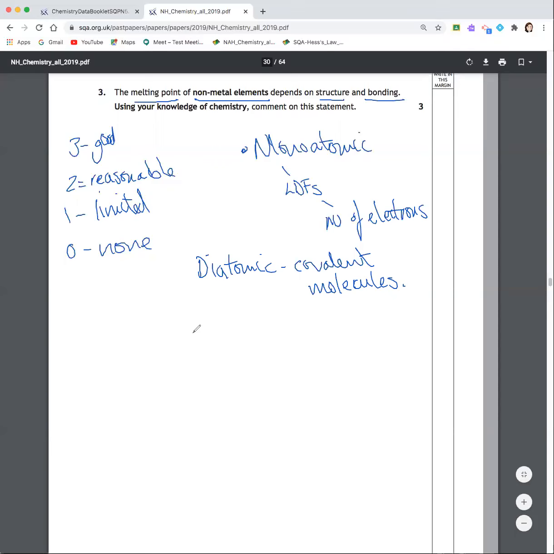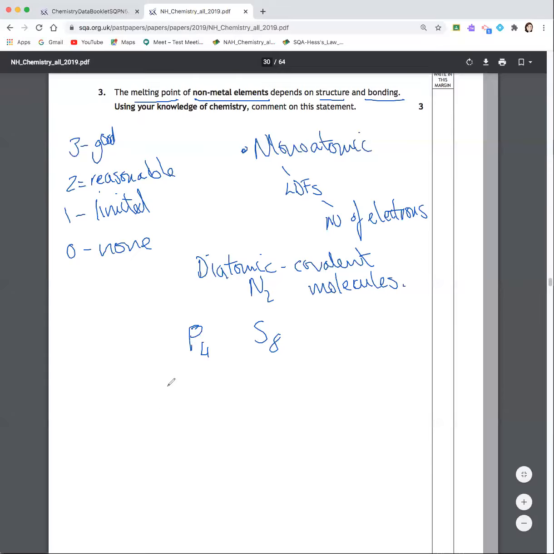Then you've got the other covalent molecules, P4 and S8. So these two elements are covalent molecules, but they're slightly larger than the diatomic ones, like N2, where there's only 2 of them. For that reason, they have higher melting points again, because they're a bigger molecule, therefore they have more electrons, so they're going to have stronger London dispersion forces that need to be broken when they melt.